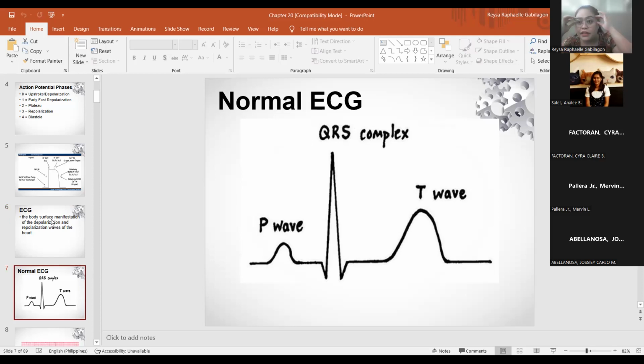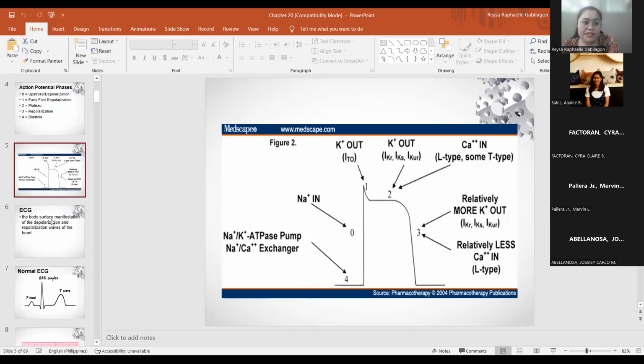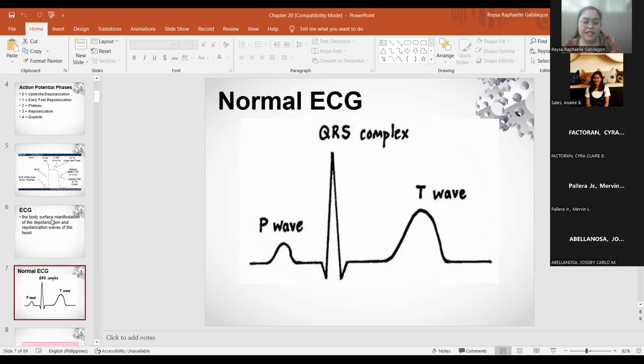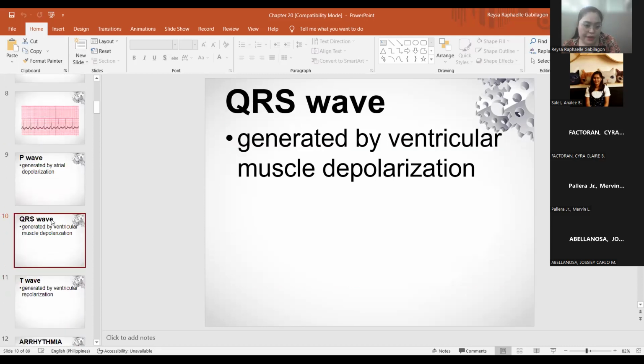However, in the brain, di ba, meron din tayong sa brain pag dito siya nilalagay. We call that EEG. ECG kung sa heart, electrocardiogram, EEG pag sa brain. But actually, the same action potential yan. Therefore, our brain works also with the help of this ions. Okay, EEG is electroencephalogram. That is for the brain.